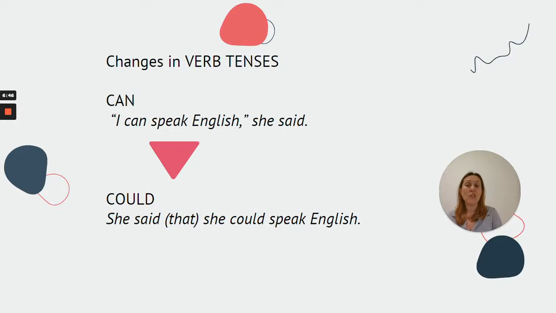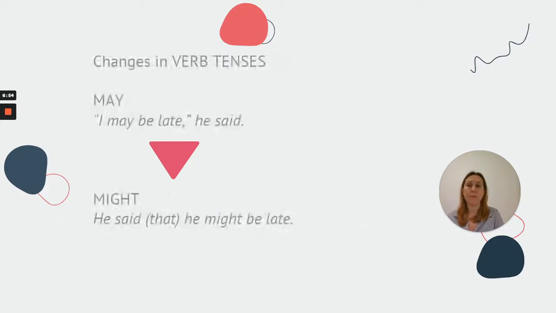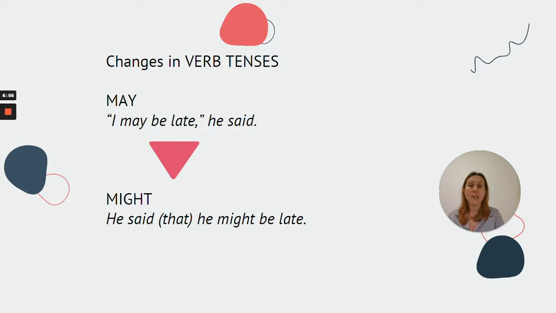Can changes into could. I can speak English, he said. He said that he could speak English. May changes into might. I may be late, he said. He said that he might be late.